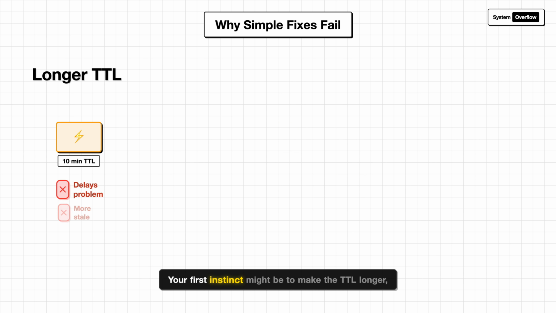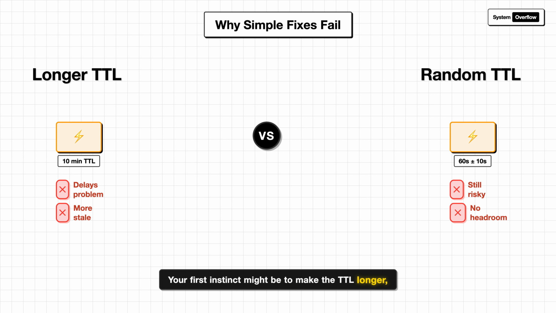Your first instinct might be to make the TTL longer, but that just delays the problem and makes your data more stale. A 10-minute TTL means 6 million requests hit at once every 10 minutes. And adding randomness helps, but doesn't eliminate the risk, since you still get 500 misses per second for 20 seconds straight.